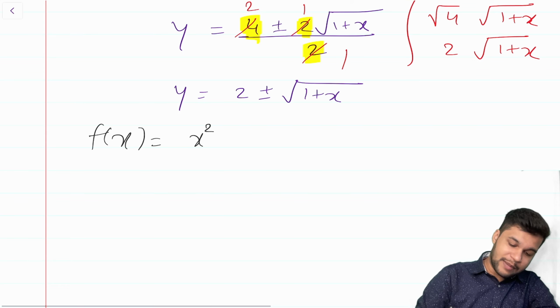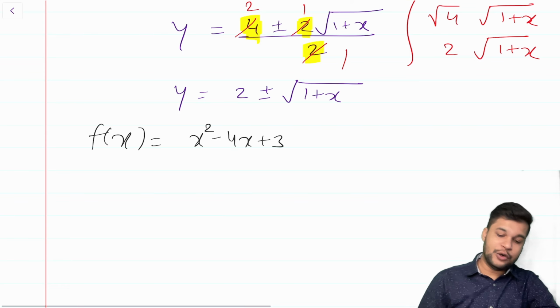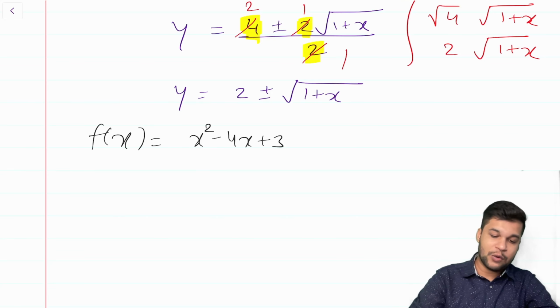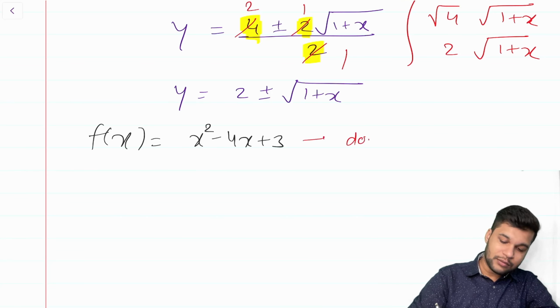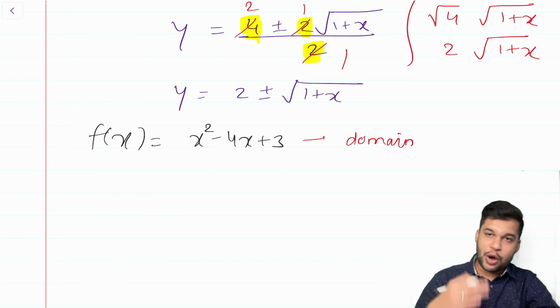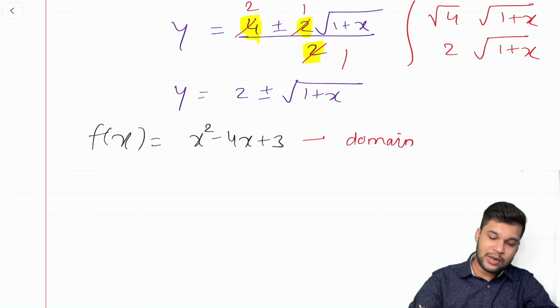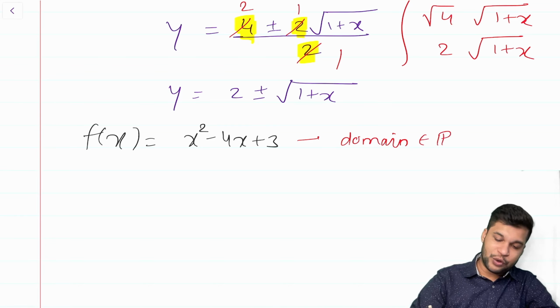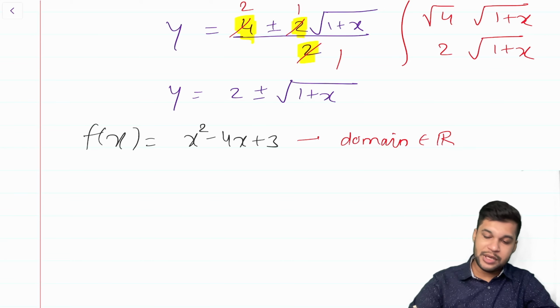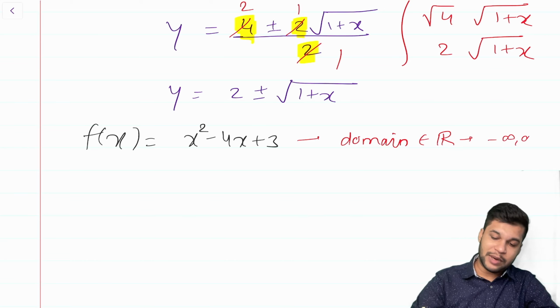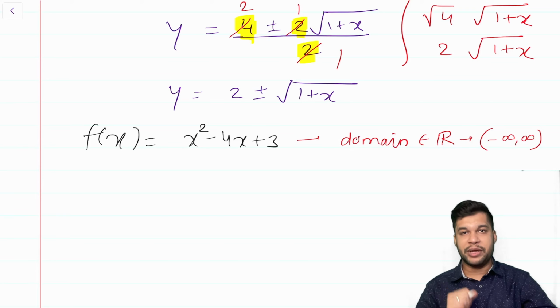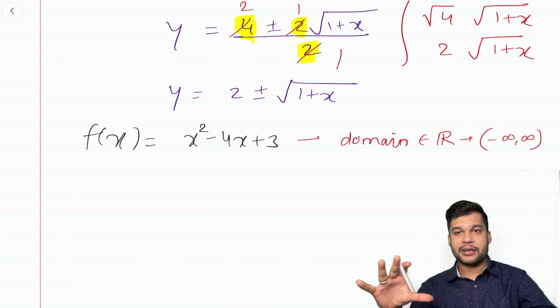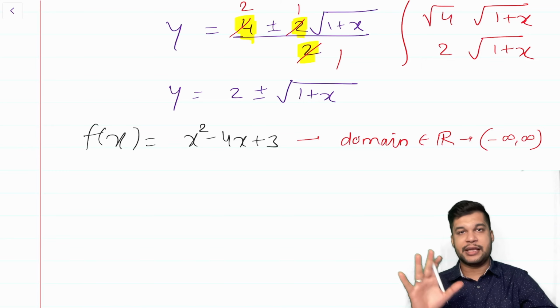So for the domain, your f(x) function was x square minus 4x plus 3. Do you have any restriction over here? The domain over here is all real. Don't worry, I'm going to record one more video on domain and range where you will understand what is domain, what is range. So right now I'm writing directly. The domain is all real. All real means minus infinity to plus infinity, right? This is your domain. In the whole domain, the inverse function doesn't exist.